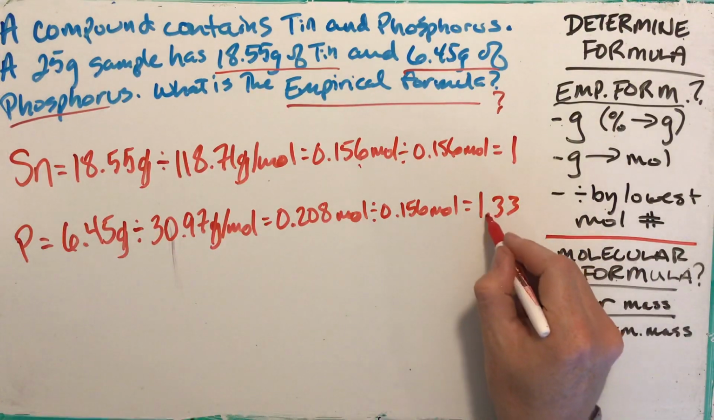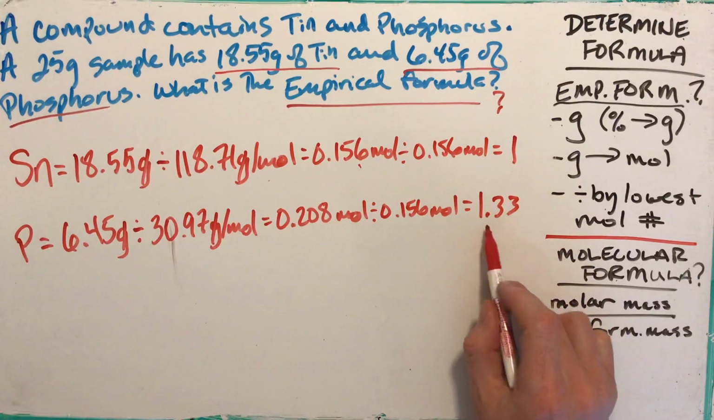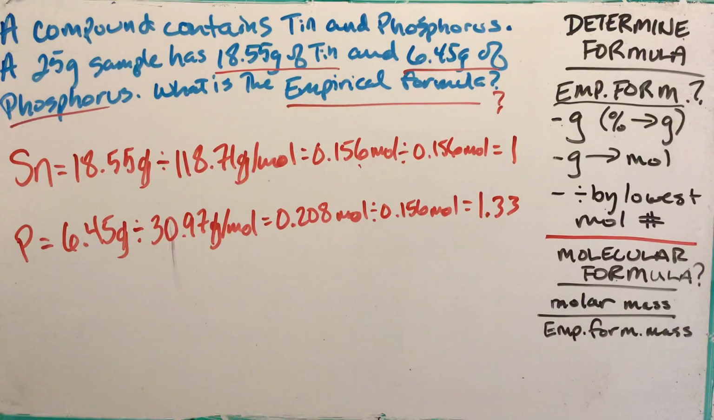So, again, if this was 1.01 or 1.02, I'd leave it as 1. But 0.33 is a lot. I can't just ignore that. And I can't use 0.33 in a formula. Right? I can't have a third of an atom. So, what do? This is my problem.